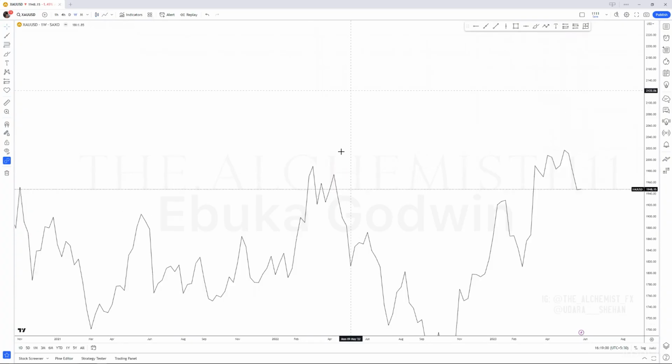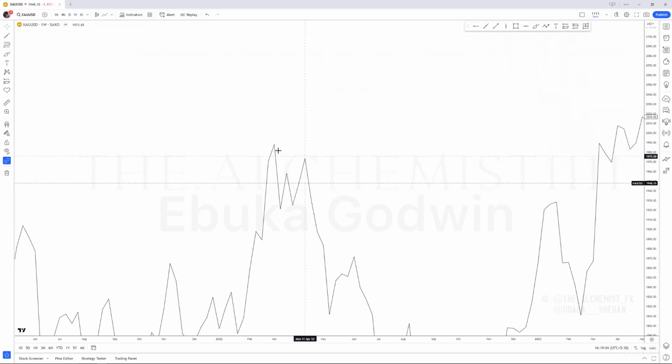So what is this? A resistance, right? This right here is what we call a resistance. You can see that is the A formation right here. We put the magnet tool. Always use the magnet tool when you're drawing these zones, so it just automatically goes into the closing prices like this.